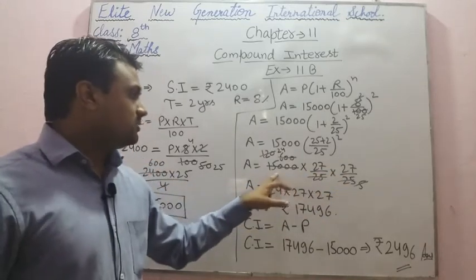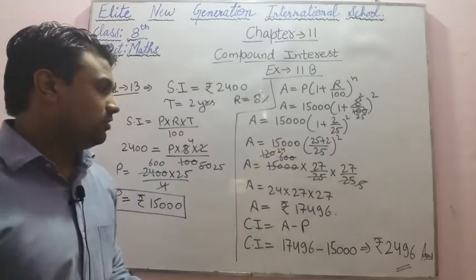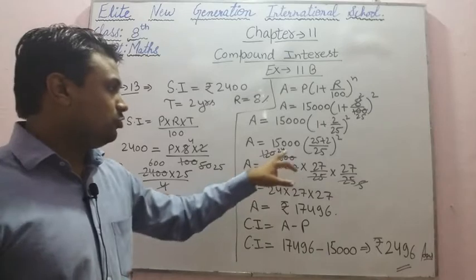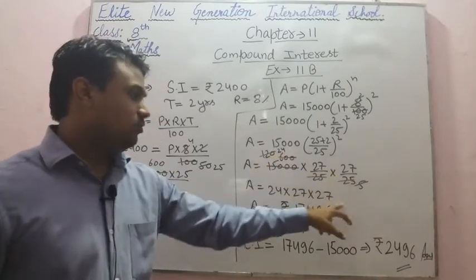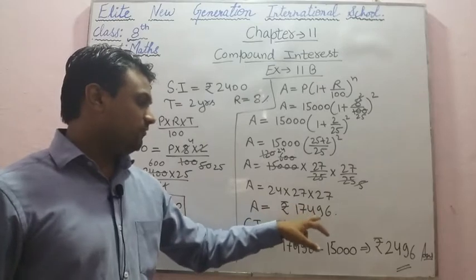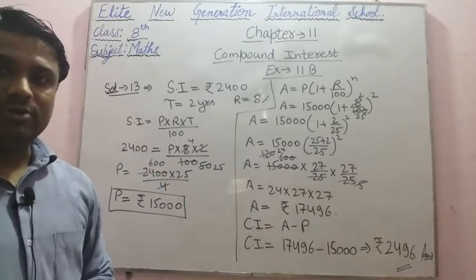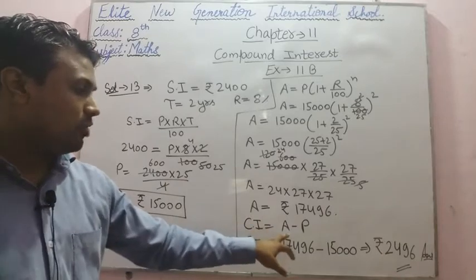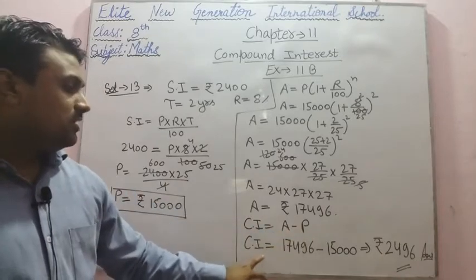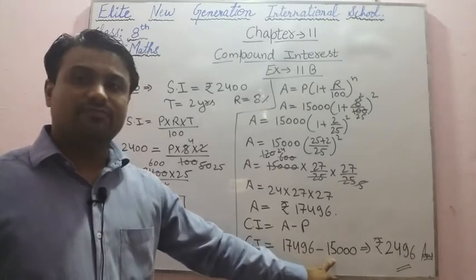Now it will be cancelled by 600 times, and again cancelled, leaving 24. Now amount will be equal to 24 into 27 into 27, so amount will be equal to 17,496. Now we have to find the compound interest. So CI equals amount minus principal. The amount is 17,496 and the principal is 15,000.